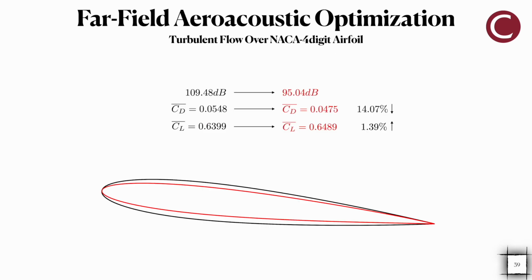But if you're doing a parallel implementation, the runtime will be much lower. The result of this optimization problem is that the noise is reduced by around 15 decibels, which is huge, and the time-averaged drag coefficient is decreased by 14%. The lift coefficient, which we wanted to stay the same, increased by only 1%, so we get really good results here.